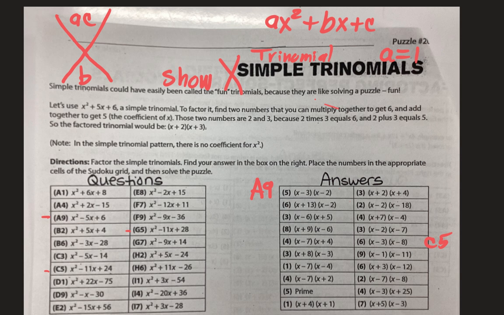Okay. And then we're doing x squared minus 11x plus 28. So let's come back over to the page. Let's find that. So let's see where we're at. X minus 4, x minus 7. That's x minus 7, x plus 4. We don't want that. X minus 7, x minus 4. So I'm looking right here, and that was G5. So I'm going to write G5.